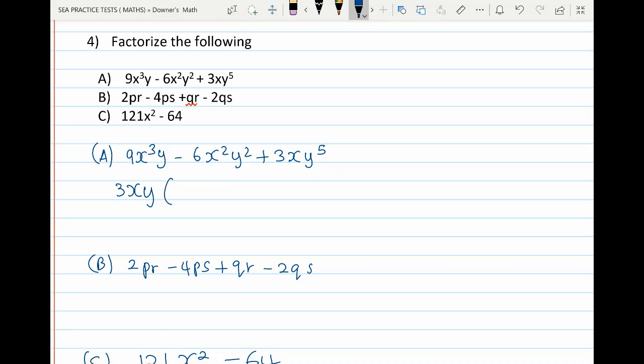Right, so that will actually be our HCF that we will take out from all of these. That will be our HCF. And we will have to fill in inside the brackets now. So let's do that fill in here.